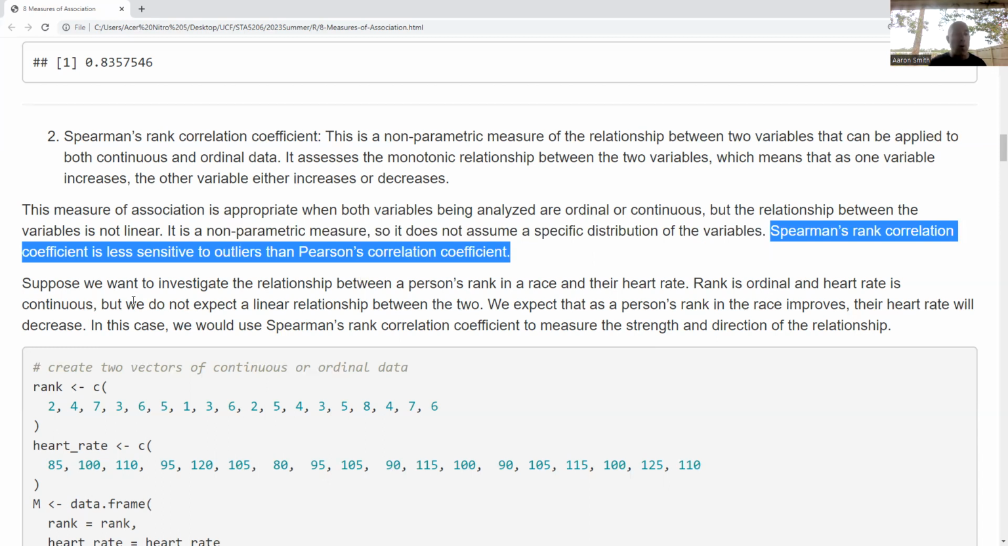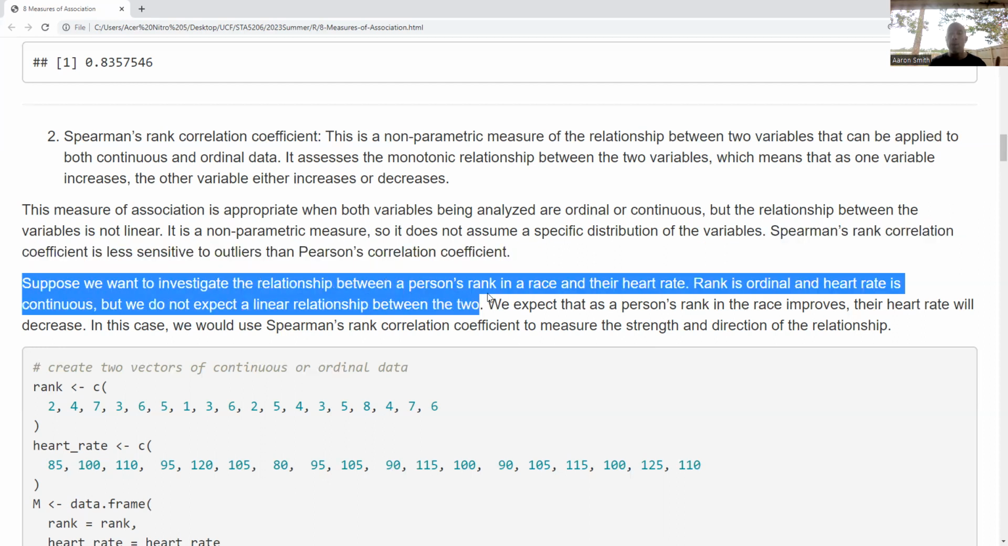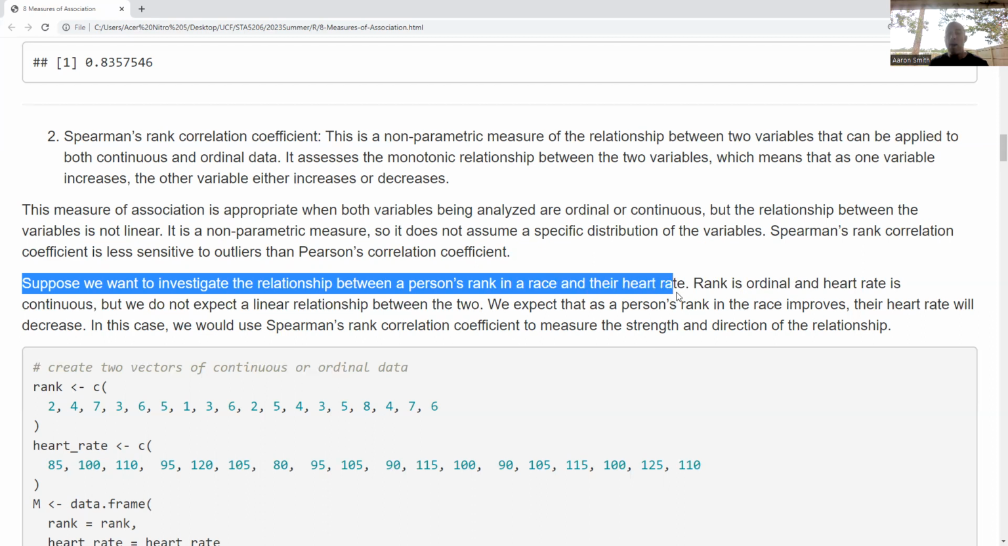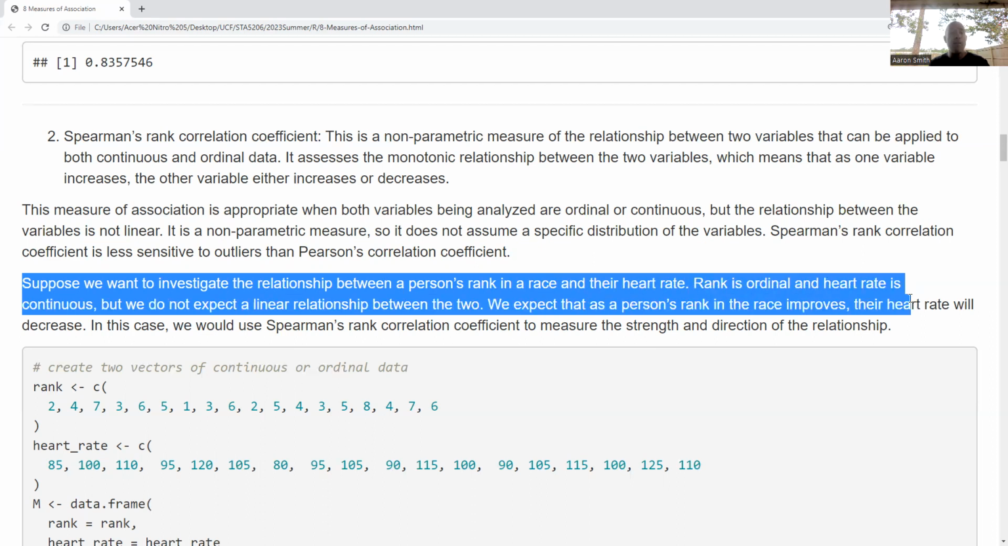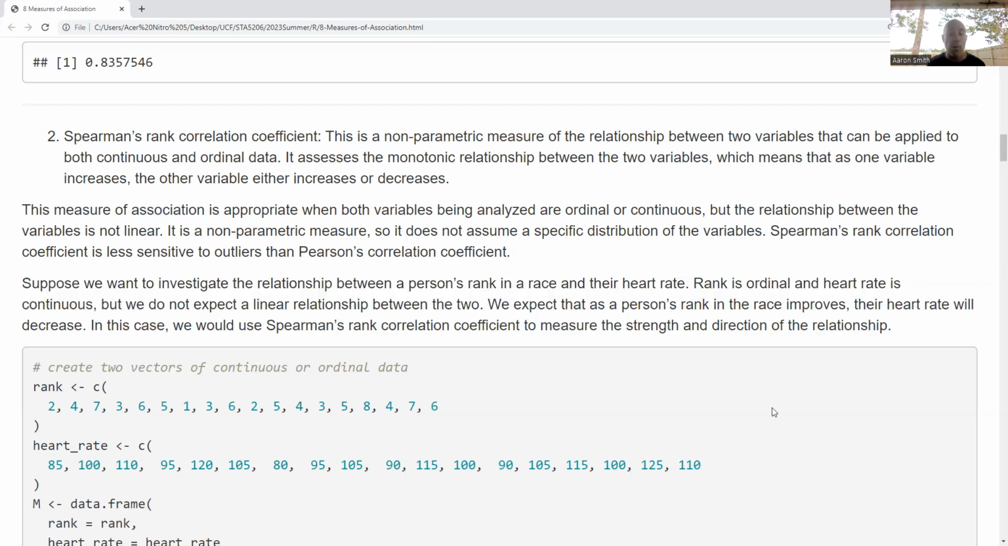All right, so let's run through an example. Suppose that we want to investigate the relationship between a person's rank in a race and their heart rate. Rank is ordinal and heart rate is continuous, but we do not expect a linear relationship between the two. We expect that as a person's rank improves, the heart rate will decrease. In this case, we would use Spearman's correlation to measure the strength and direction of the relationship.